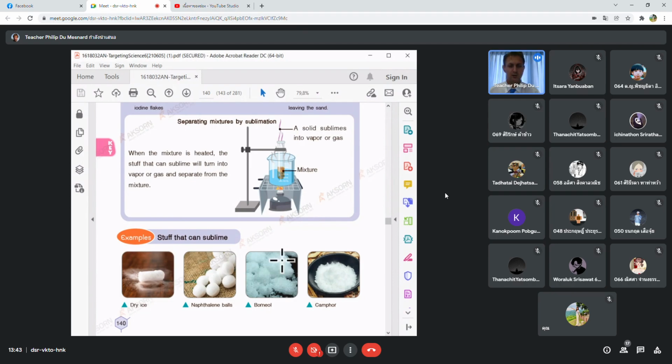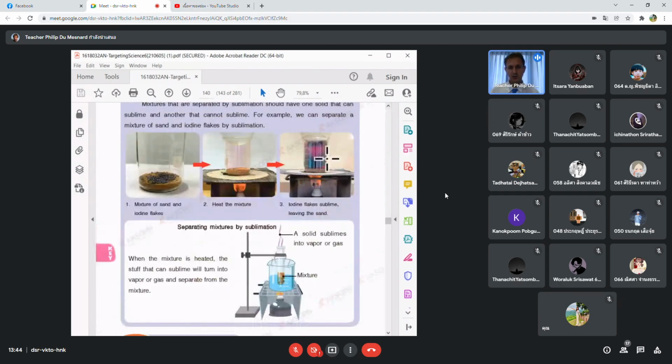And here are the things that can sublime. So we have dry ice, which is CO2. Naphthalene balls, or that's moth poison. Borneol is just some kind of a salt. And camphor, it smells nice. Okay, so these things, they can sublime. And also iodine. Oh, where's the iodine? There it is. Class, what's the color of iodine?